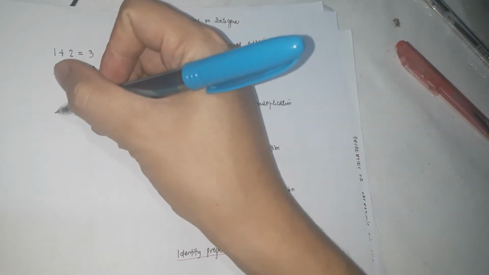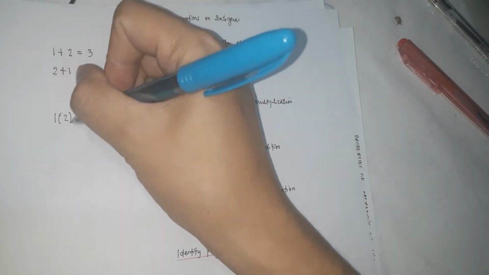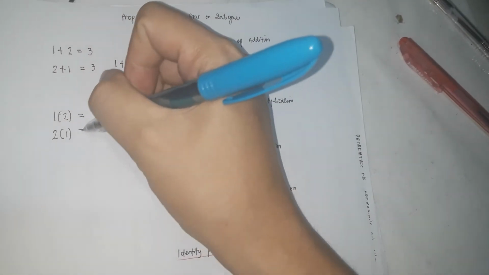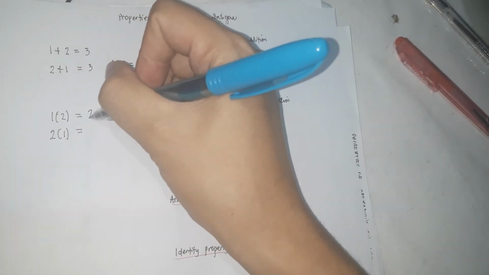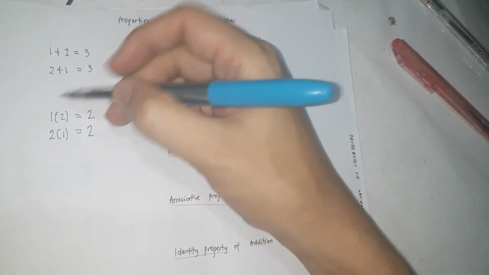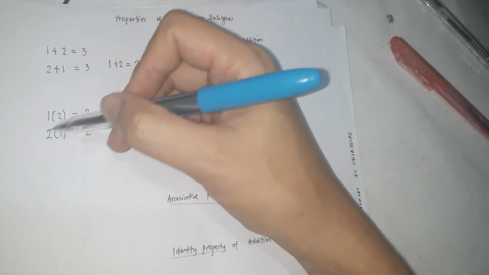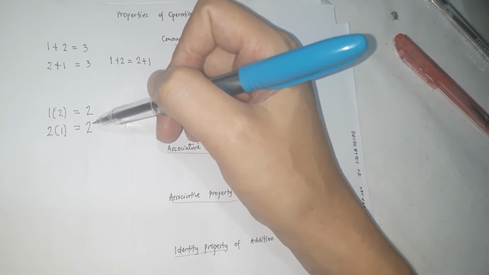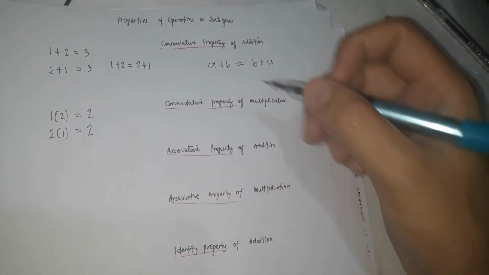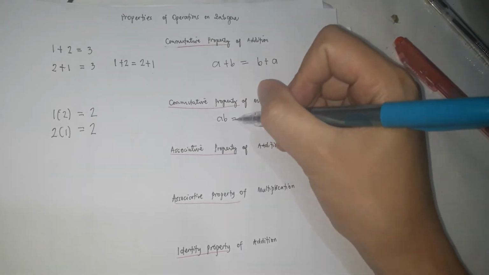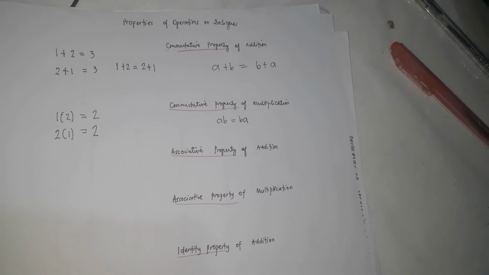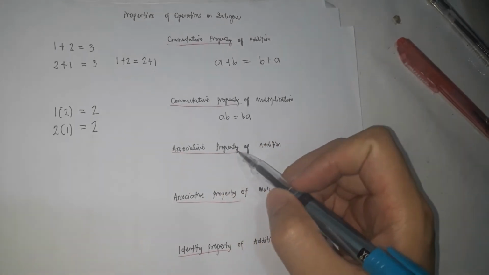For multiplication, 1 times 2, is it the same with 2 times 1? 1 times 2 is 2. 2 times 1 is 2. So if you interchange them, the factors, they will still have the same product. So that's the commutative property of multiplication. A times B is the same as B times A. The next property is associative property.